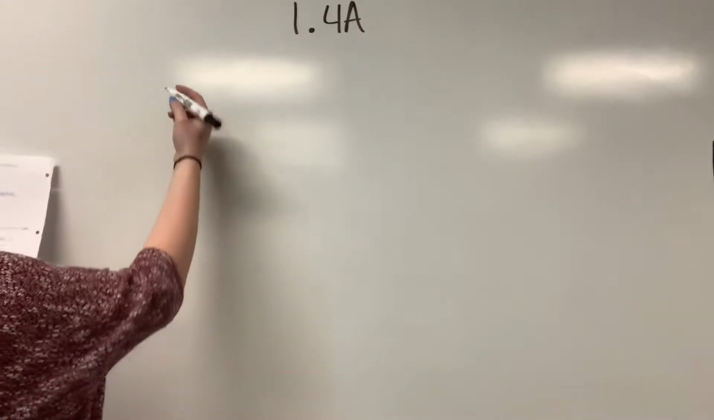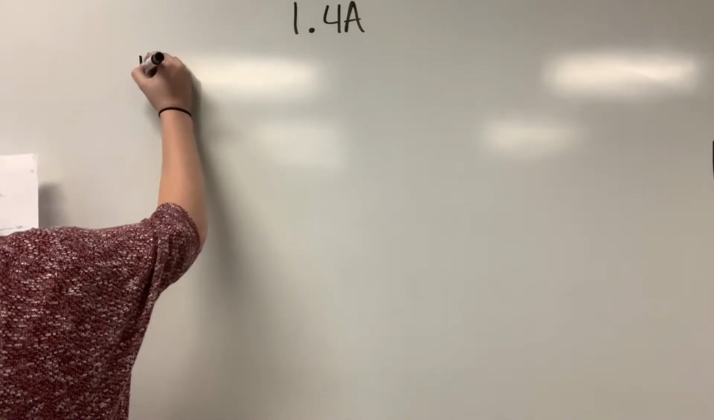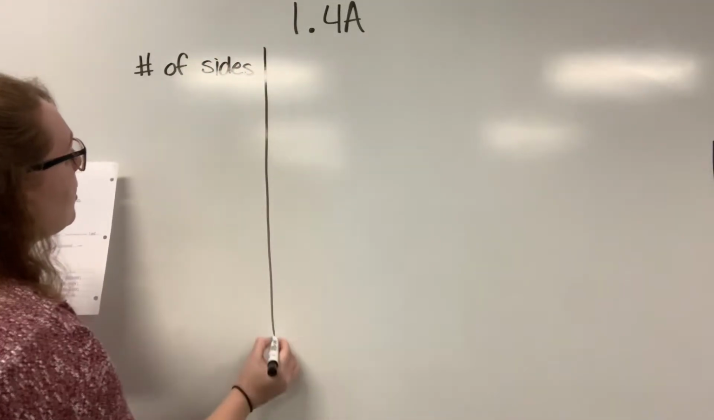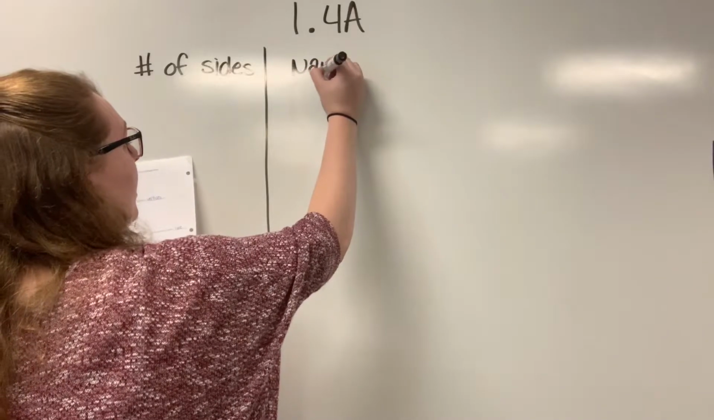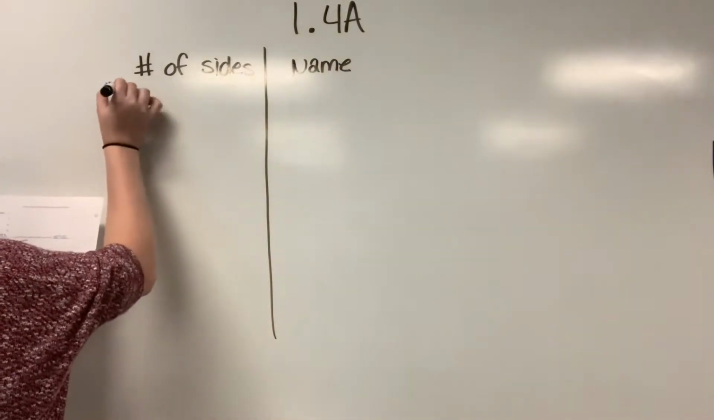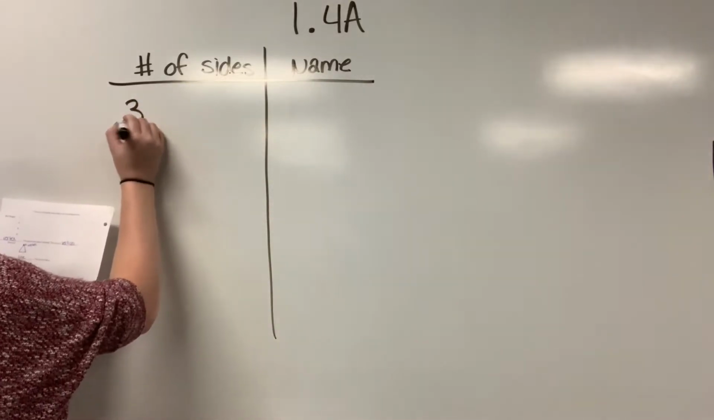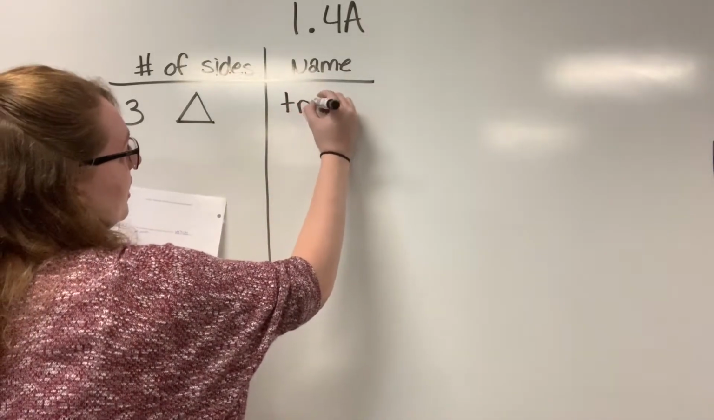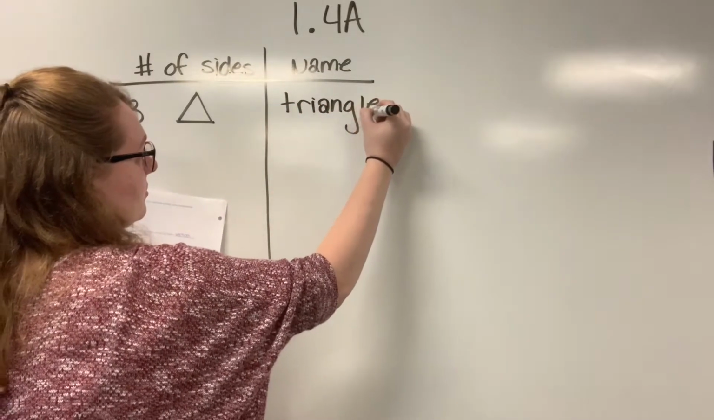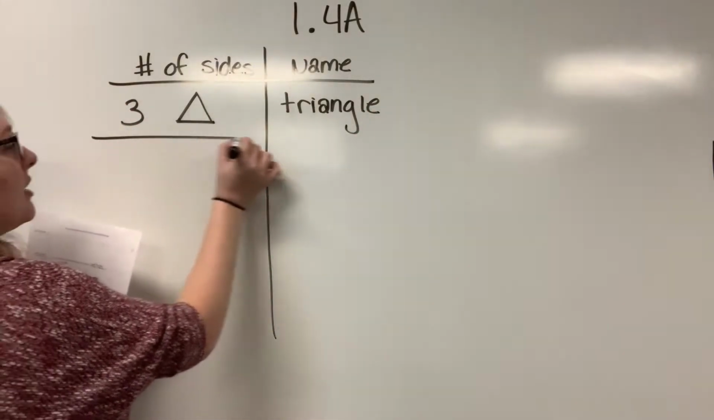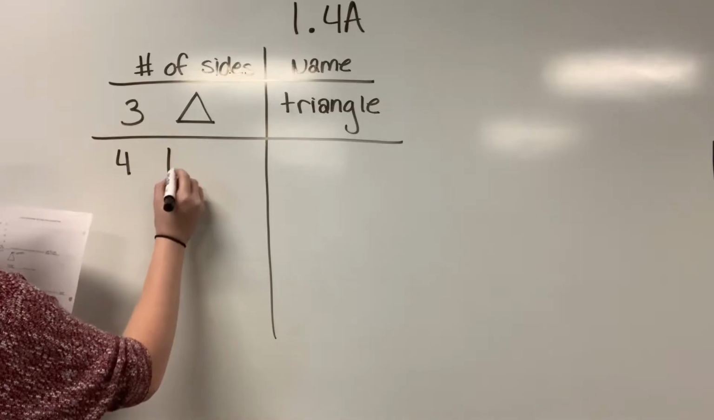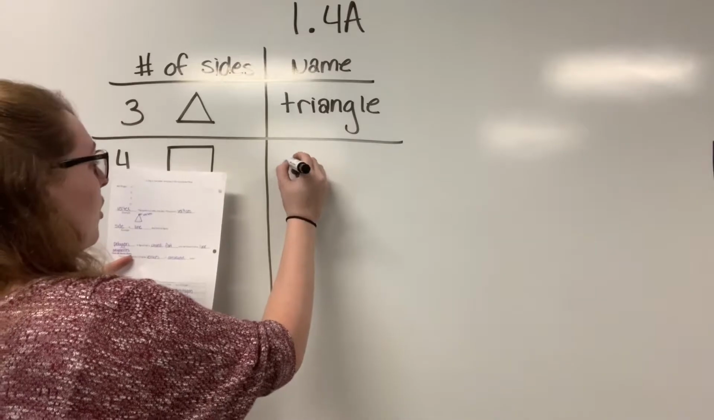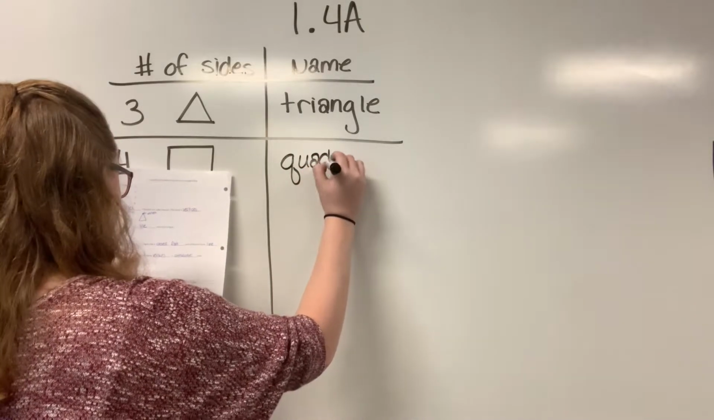So each polygon has a name depending on how many sides it has. So let's make a chart here, okay? So I'll have a column that says number of sides it has, and then the name of that polygon, okay? So if a polygon has 3 sides, and it looks like this, that is called a triangle. If a polygon has 4 sides and it looks like this, whether that be a square or a rectangle, it is called a quadrilateral.